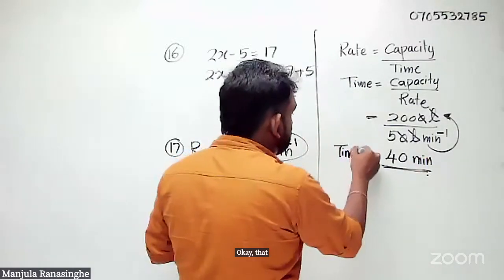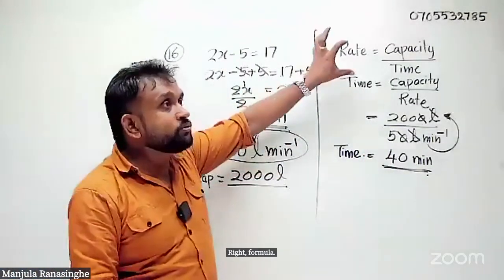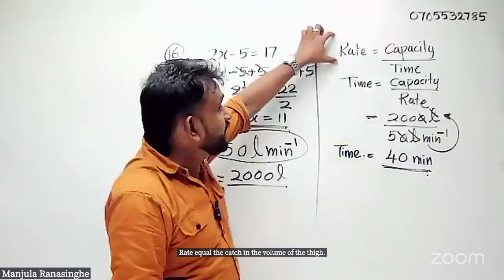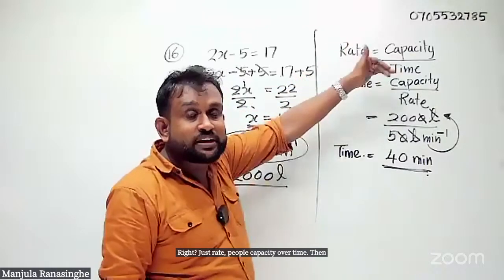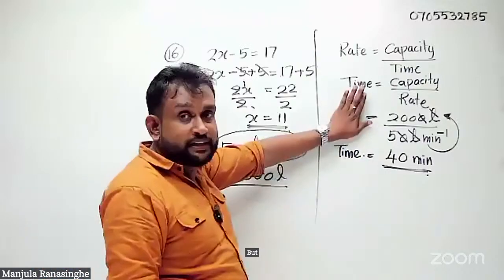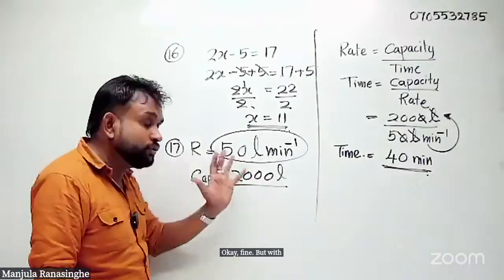So what you need to remember here, write the formula: rate equals the change in the volume over time. Just rate equals capacity over time, no problem. Then you make time the subject, just capacity divided by the rate. That is totally correct. Okay, fine. But with understanding also you can do it.